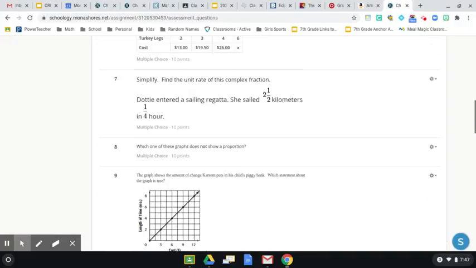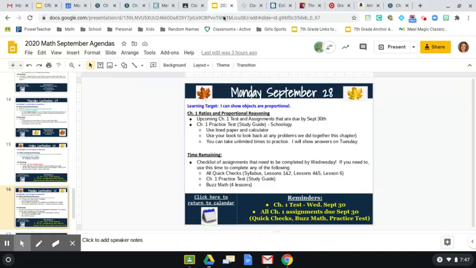If I go back to my agenda here, I tell you to use line paper and a calculator. So don't just go through these Schoology questions and guess. You should be working these out on line paper. You should be setting those unit rates up. You should be setting those proportions up to solve and using your calculator along the way. And if you need to go back to your book and look at any problems that we did together in the chapter, all the notes that we took, you absolutely can do that.